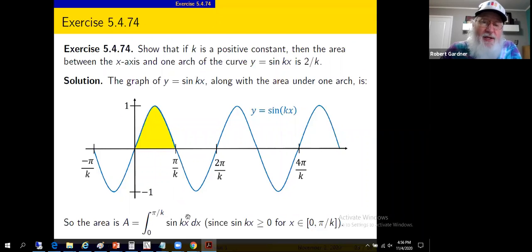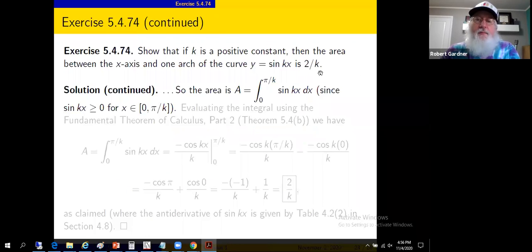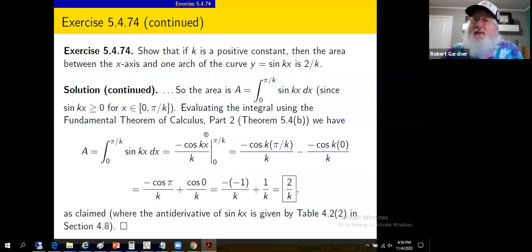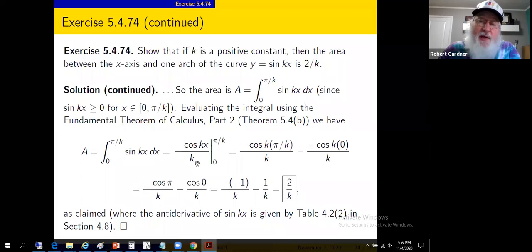We need to evaluate that integral. All you need is an antiderivative of this integrand, and you know how to find that. It involves cosines. And the answer is supposed to be 2 over k. Okay, so there's the area we're interested in. Let's evaluate the definite integral from 0 to pi over k, sine kx dx. We need an antiderivative. Antiderivative of sine is negative cosine. It's got a k inside. You have to divide by k.